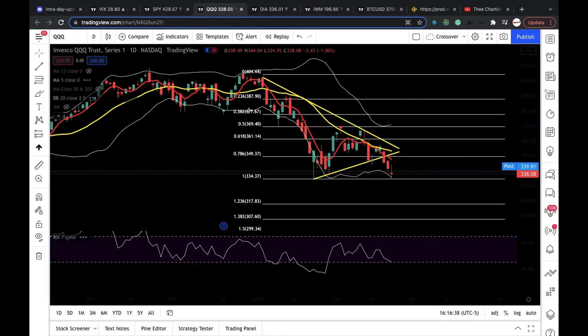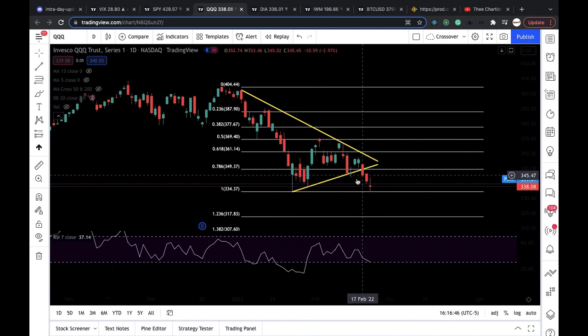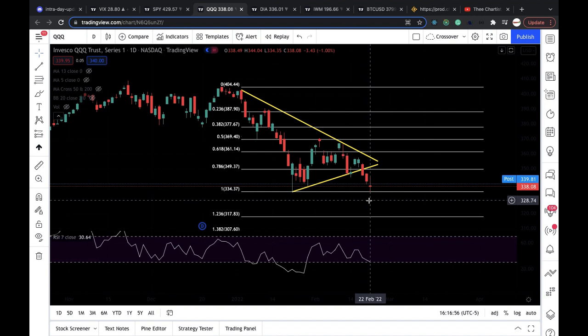Triple Q, double bottom scenario. All right, we had the breakout not too long ago from this triangle pattern. It came all the way down here, as you can see, double bottom at the 334.3 level. All right, double bottom is potentially a bullish trade setup.